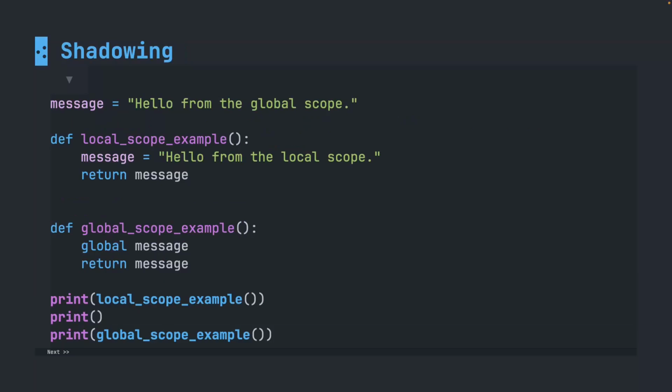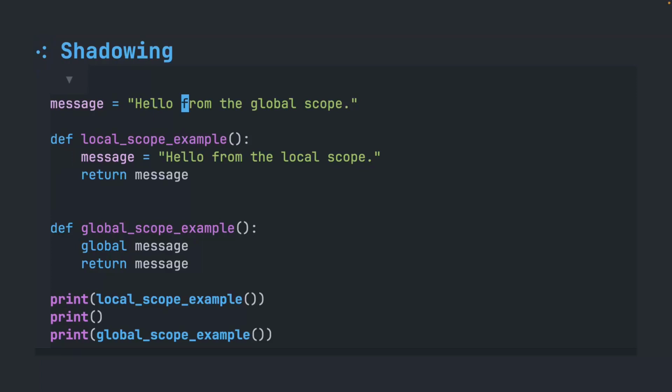The last topic that we're going to talk about today is something called shadowing. Because we have different scopes, you can use the same label in different places in your program. Here, message is a global variable. But then here inside of the function that's called local scope example, we use the same label message, but now the value of this local variable message is hello from the local scope.